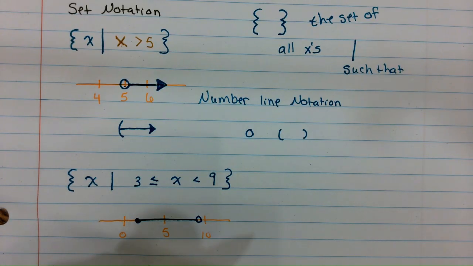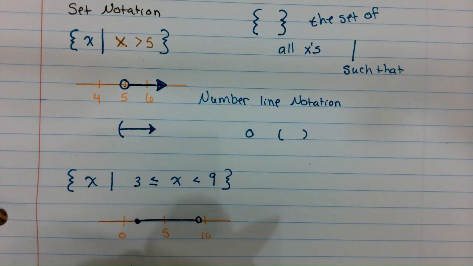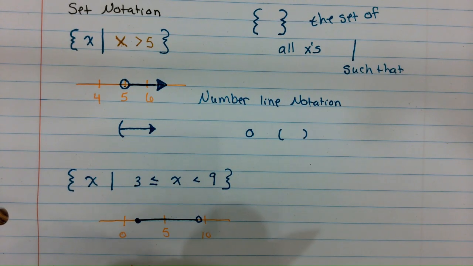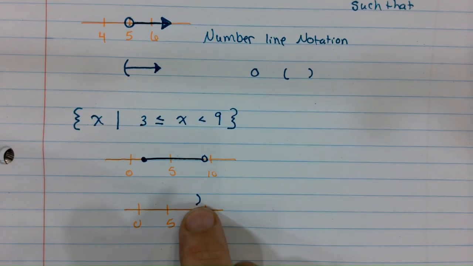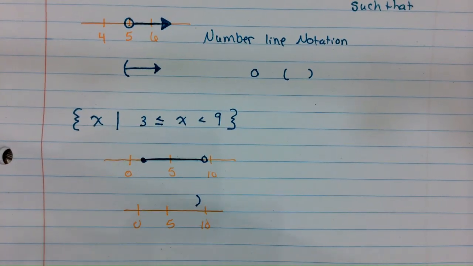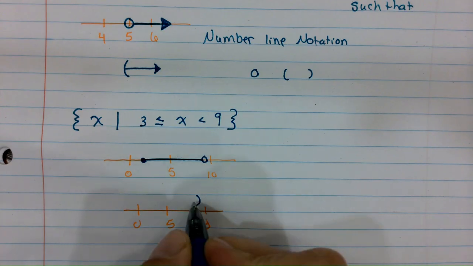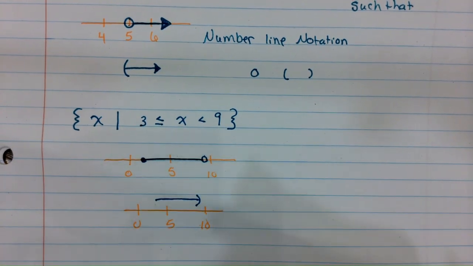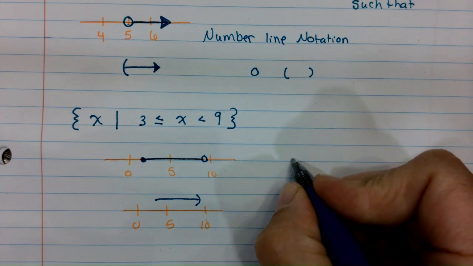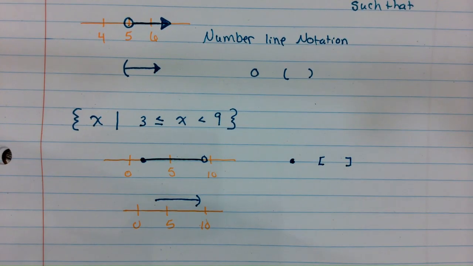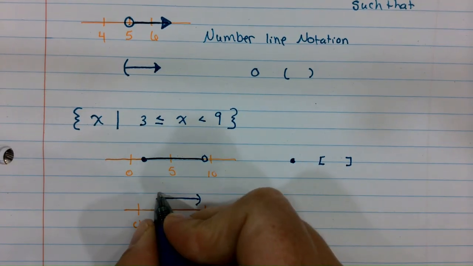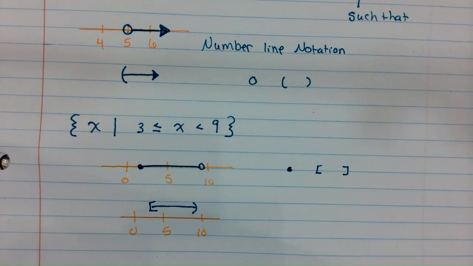Now, when we're switching to parentheses, the 9 is going to be a parenthesis. You'll notice that I use the ending parenthesis instead of the beginning parenthesis because that was the end of our graph. And we're going to come back here. So what are we going to use instead of a solid circle? Instead of a solid circle, we're going to use a bracket. Depending on whether it's the beginning or the end, you will use the appropriate bracket. So it would look like that.